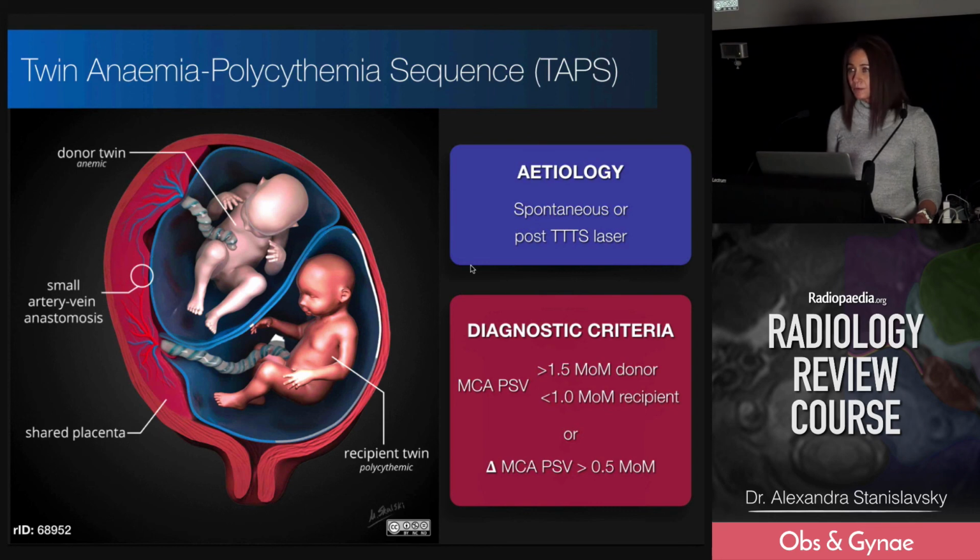Now, if these babies were born, you would see clearly that one of them is pale and the other one is very pink, but of course we can't see that with ultrasound, so I've got no pictures to show you other than the diagnostic criteria based on the MCA PSV. The first set is the well-established criteria that most people will be using, and the second one is from a recent publication, this year's, so it's probably going to be the newer approach. Anyway, that's the diagnostic approach to TAPS.